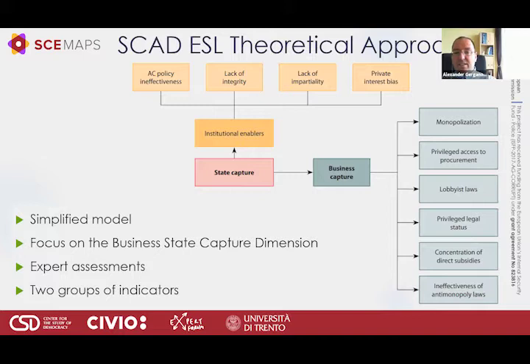This is the simplified model we use to estimate or assess state capture at the level of economic sectors, since environmental enablers act more or less at the national level or are very difficult to assess at the level of economic sectors. For example, media capture at the level of economic sectors is very difficult to define. And we focus on the business capture dimension, as it is most tangible of all, easiest to quantify, and we are looking here for quantitative scores with this instrument. And our main source of data are expert assessments.